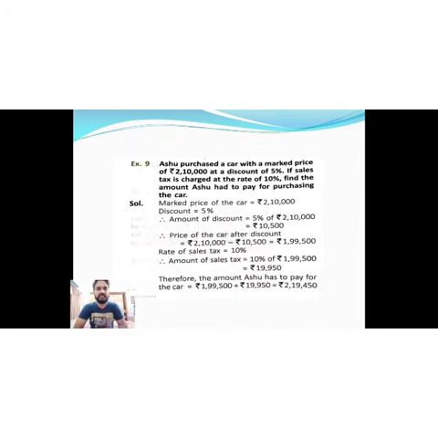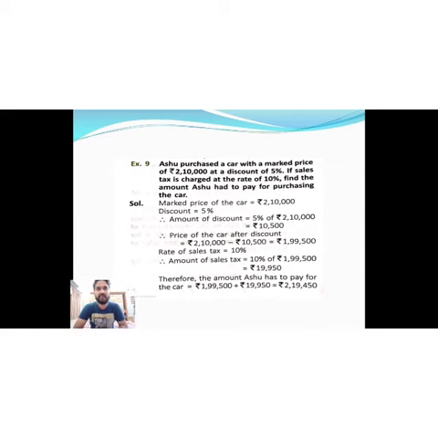Let us do another example. Ashu purchased a car with a mark price of rupees 2,10,000 at a discount of 5%. Okay, first of all we have to find the discount. Now again see, Ashu purchased a car with a mark price of rupees 2,10,000 at a discount of 5%. If a sales tax is charged at the rate of 10%. Now suppose instead of sales tax there is a GST. So we can do the same as we do for a sales tax. Okay, what we have to do?